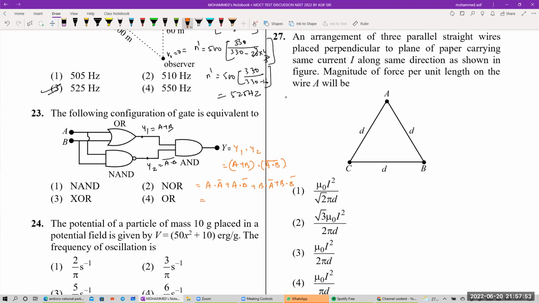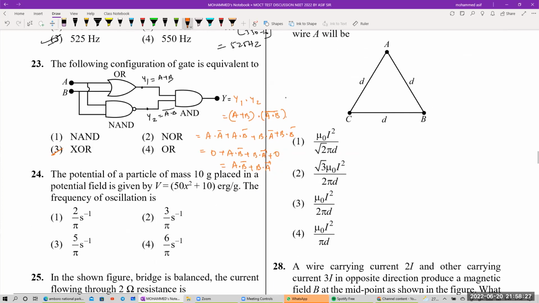So you know that A dot A bar is how much? 0. Plus A dot B bar, plus B dot A bar, plus B dot B bar, again 0, isn't it? So this will be equal to A dot B bar plus B dot A bar. This is the exclusive OR gate. It will not be a NAND gate, nor a NOR gate, nor an OR gate, because A dot B bar plus B dot A bar is the exclusive OR gate.